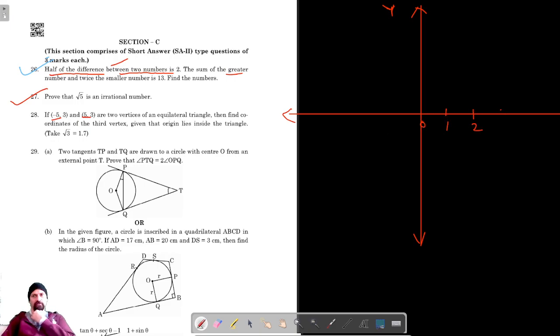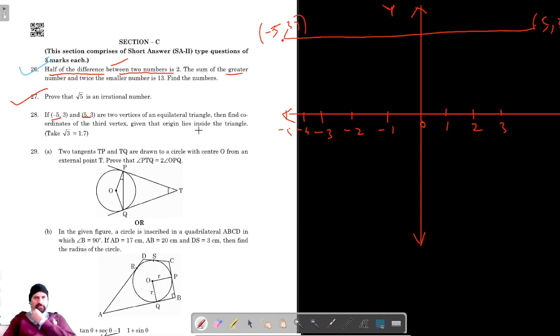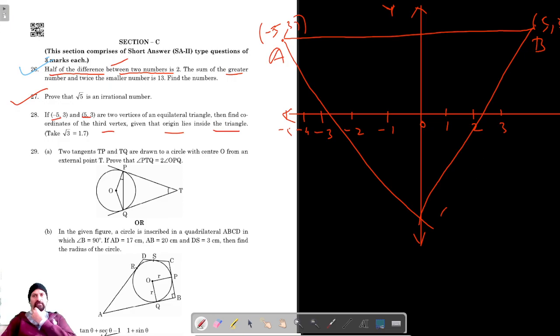This is 0, 1, 2, 3, minus 1, minus 2, minus 3. And it's given that it's negative 5, so negative 4, let's say negative 5. So we have negative 5, comma 3 here, and 5 comma 3 will be in the first quadrant, here. If we join them, then find the coordinates of the third vertex given that the origin lies inside the triangle. So this is our equilateral triangle, let's say with vertices A, B, and C. And for C, we have to find out the coordinates.